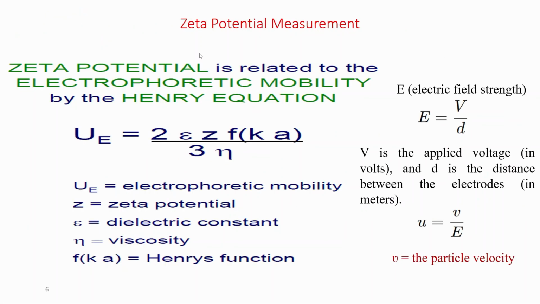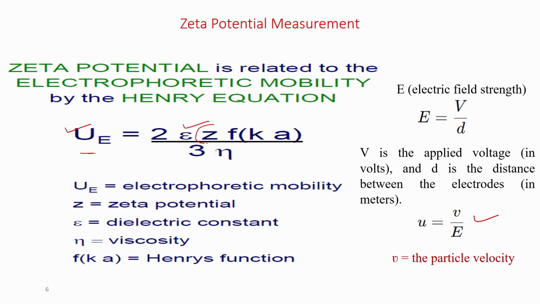Finally, we have the electrophoretic mobility value with us, which we calculated in the previous slide. From the velocity of the particle that is obtained, we can calculate the electrophoretic mobility by this equation: velocity divided by electric field strength is equal to the electrophoretic mobility, and the other constant values can be put in this equation. This is called the Henry equation. Here epsilon is the dielectric constant of the medium.